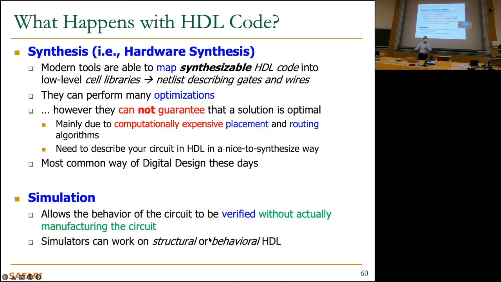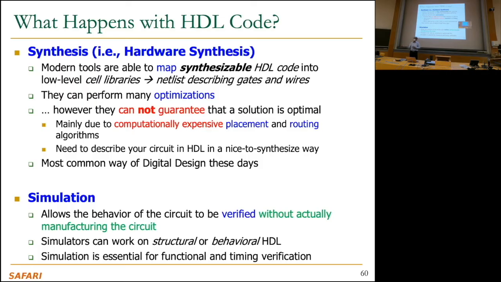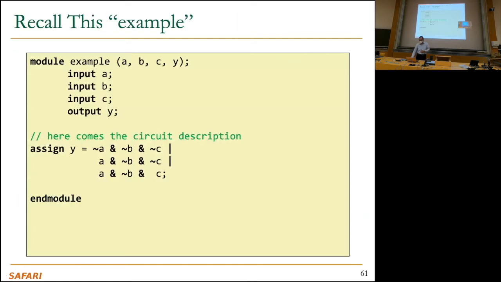Okay, and simulators can work on both types of hardware description language, structural and behavioral. And this is really essential for functional and timing verification. We're going to talk about timing verification tomorrow. But even for functional verification, you want to see when these inputs change, what happens to the outputs. And if that doesn't match your functional expectation of the circuit, then there must be something wrong with your hardware description. Or there's something wrong with the simulation tool, which is hopefully not the case. Hopefully simulation tools are verified and designed so that there's nothing wrong with them. In synthesis also, there might be something wrong with your compiler, but hopefully that's not the case. We're assuming those are not problematic.